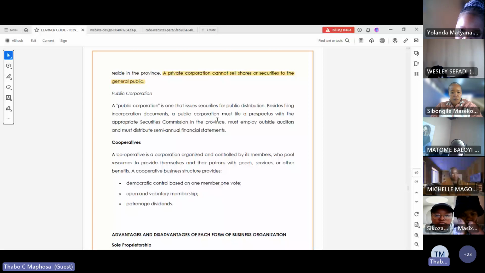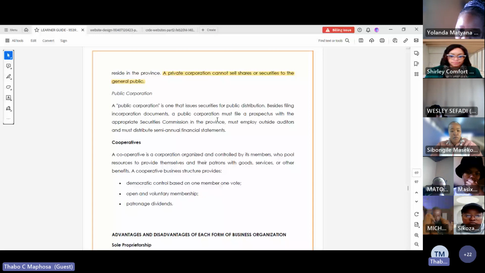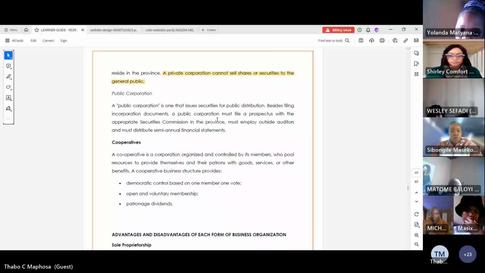And then the last company is called a cooperative. A cooperative is a corporation organized and controlled by its members who pool resources to provide themselves and their patrons with goods, services, and benefits. Usually, if we are dealing with cooperatives, we get them in places like... I don't want to appear as if... okay, let me not say that. I'm trying to look for a better example that doesn't stigmatize.